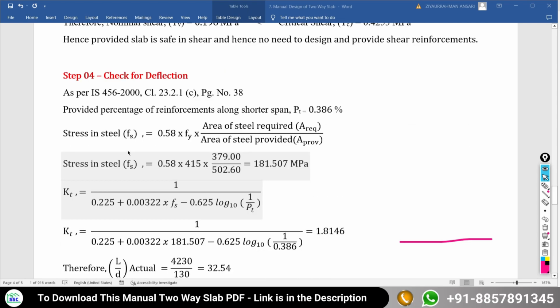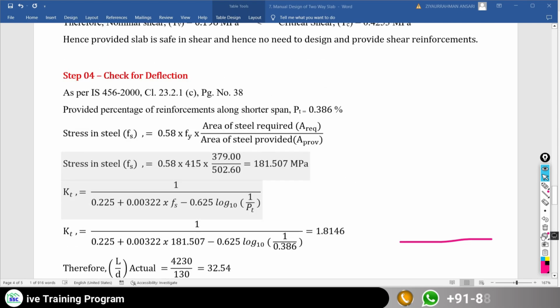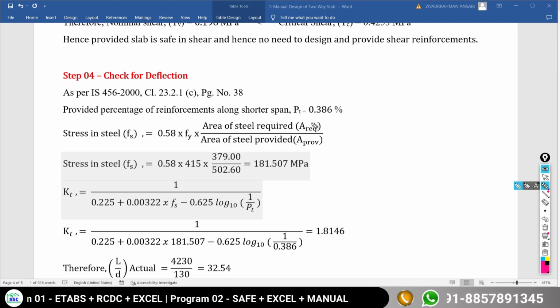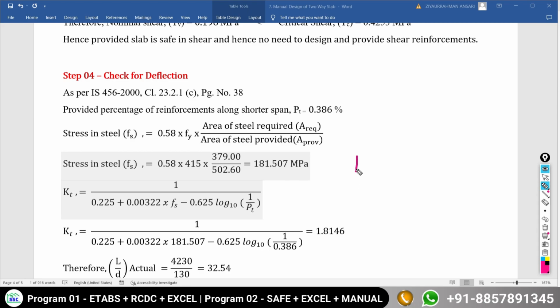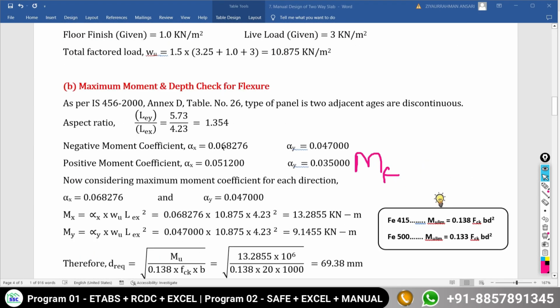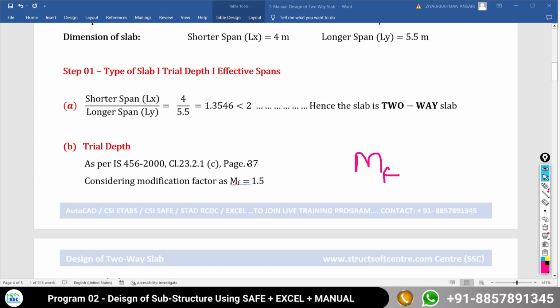Now next, finally we have to check for the deflection. Is our provided depth safe in deflection or not? As per IS 456-2000 clause number 23.2.1, see page number 38, we have to do the calculation for the modification factor. At the start of this calculation, we have assumed the modification factor. Have a look over this. What did we consider the modification factor as?